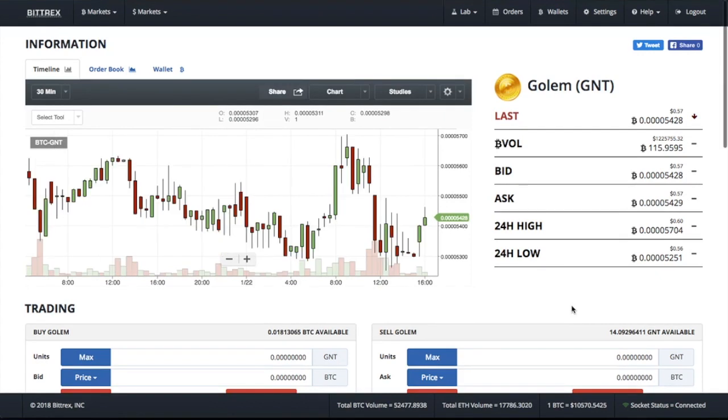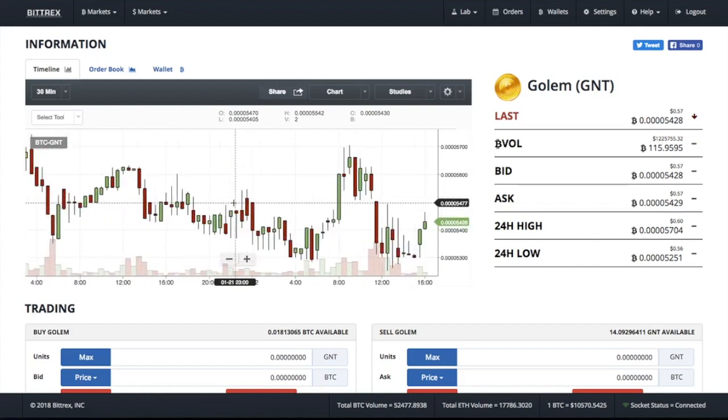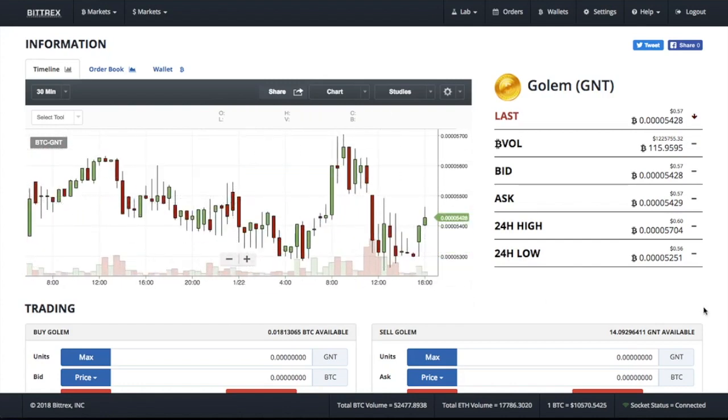I wanted to teach you how to place a buy order. What I have here is Golem, you can see Golem BTC. Here's the chart, which once again, these charts are horrible on these exchanges, so please use TradingView. They have way better charts.